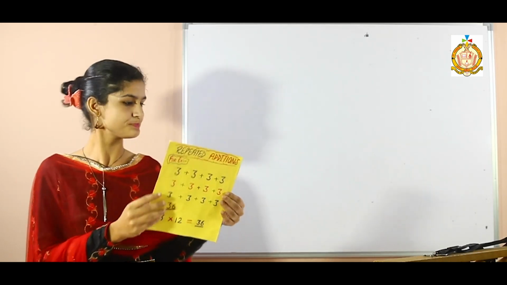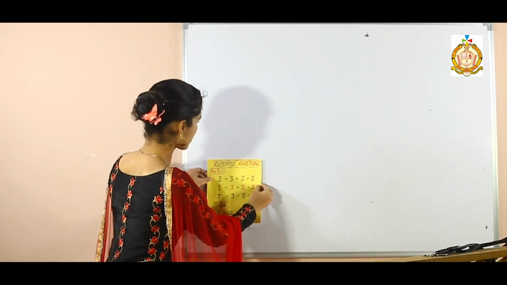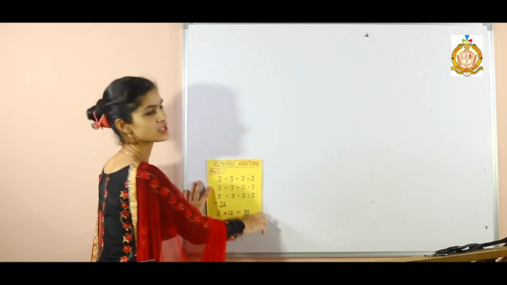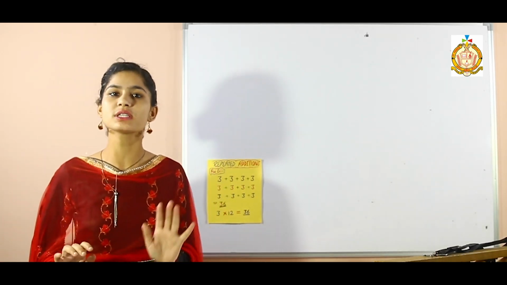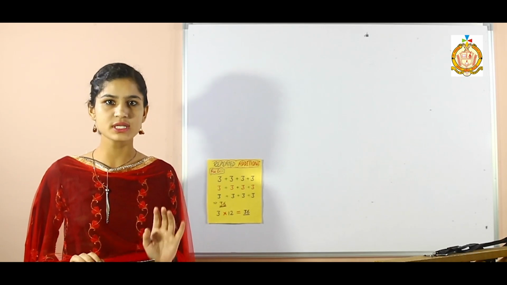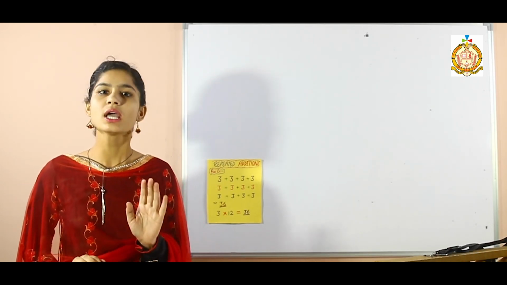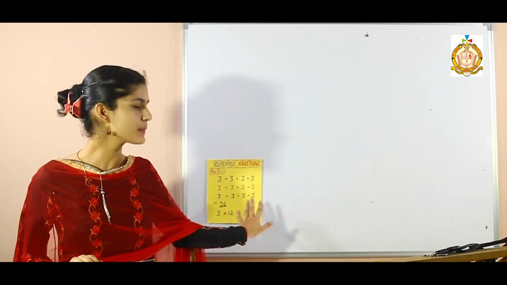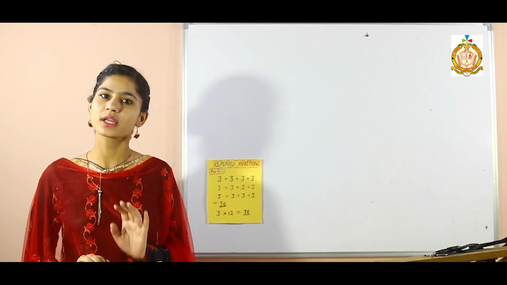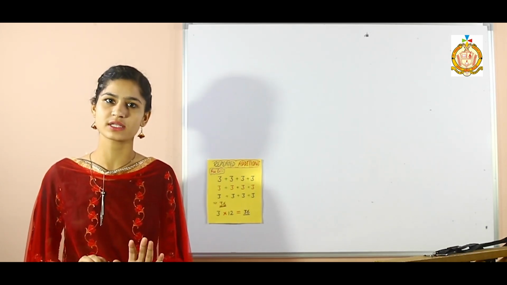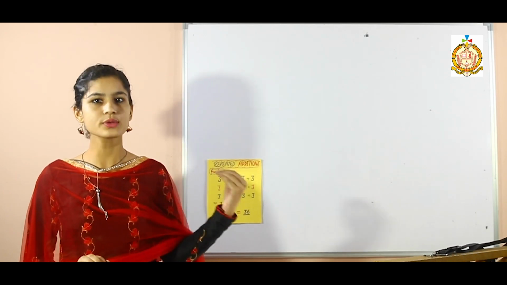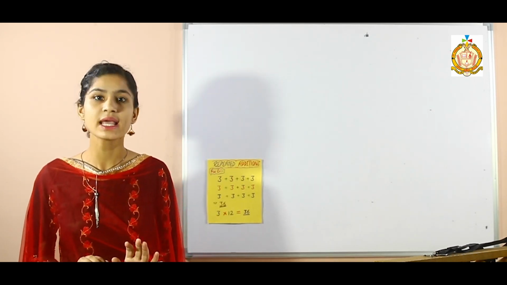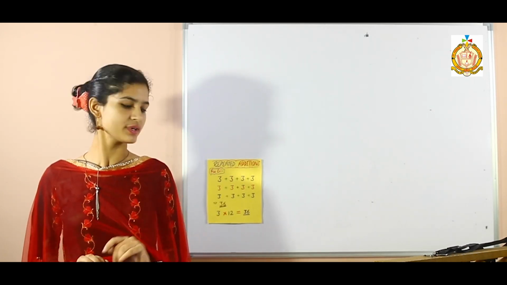Okay, understood? Multiplication is known as repeated additions. This is the first property of multiplication. But for multiplication, you need to know the tables. Tables play an important role in multiplication. Before starting the concept of multiplication, let us take a little review of tables.